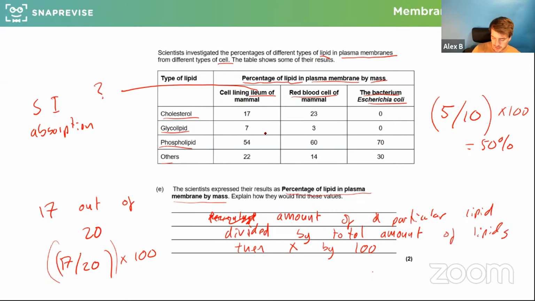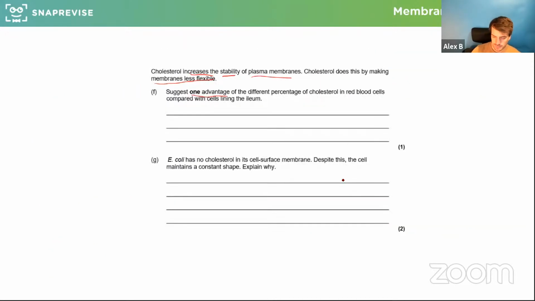Let's look back. So we're looking at these two. Percentage of cholesterol is here. We're looking at these two figures, basically. So we can see that the red blood cell has more cholesterol than the cell in the ileum, the cell in the small intestine. Why do we think that might be? It's a little bit of a tricky one to think of. So I'd be interested to see what you guys come up with.